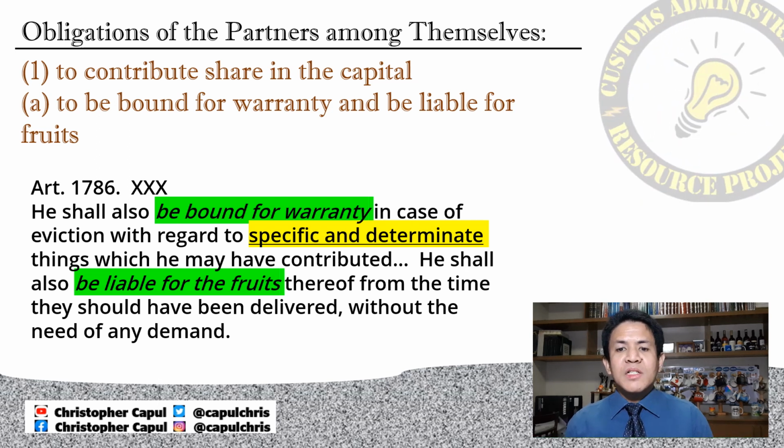Related to a partner's obligation to contribute his or her share in the capital is the partner's obligation to be bound for warranty and to be liable for fruits. That can be found in Article 1786 of your Civil Code, which specifically reads as follows: He shall also be bound for warranty in case of eviction with regard to specific and determinate things which he may have contributed. He shall also be liable for the fruits thereof from the time that they should have been delivered without the need of any demand.